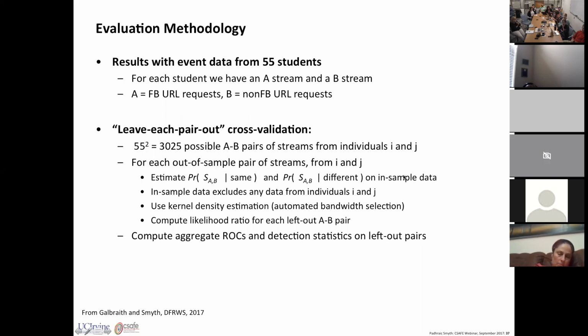and then using the other data, the in-sample data, we estimate the density functions that we need for the likelihood ratio. This in-sample data excludes all the data from individuals I and J, so it's constructed on completely other individuals. Although you do need to keep in mind these other individuals are all students on campus, so they're more similar than random individuals in the population. We use kernel density estimation. It's just a one-dimensional score, so that's easy. We use automated bandwidth selection, and then compute a likelihood ratio for that pair AB that we left out. We loop over that approximately 3,000 times, and from those likelihood ratios we can compute receiver operating characteristics, detection statistics, precision recall, and so forth on the left-out pairs, because we know the ground truth here. So this is essentially a validation experiment to see if you can detect from the data which pairs are dependent.